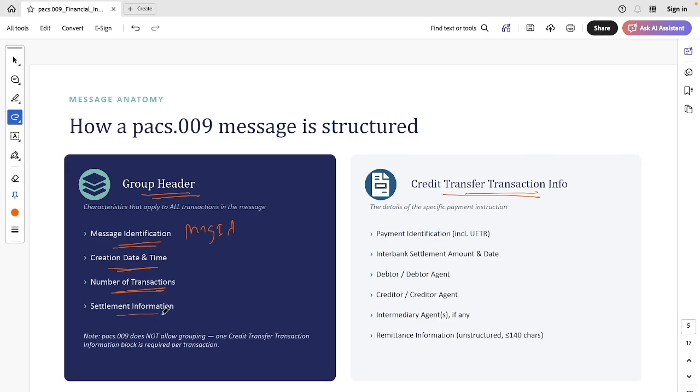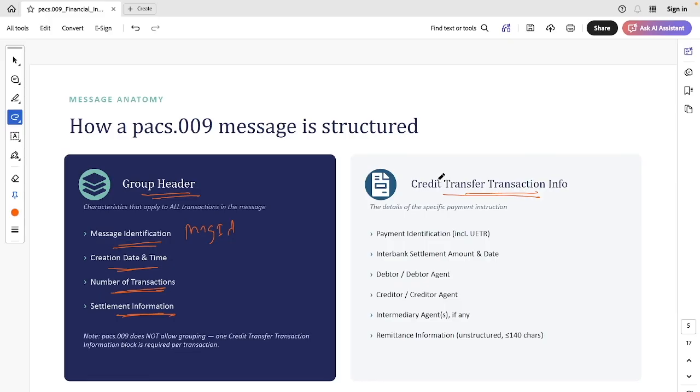Then it also has the settlement information. This tells how settlement will happen. In pacs.009, grouping is not allowed in the same way as pacs.008. For pacs.009, generally, one credit transfer transaction information block is required per transaction.